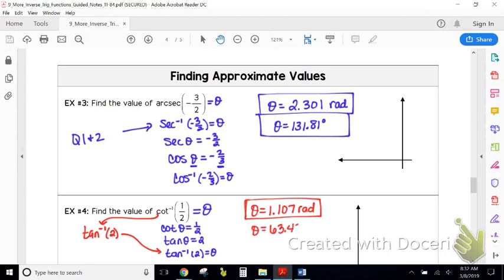Okay. What quadrant is that? Quadrant 1. Is cotangent allowed to be in quadrant 1? Excuse me, is inverse cotangent allowed to be in quadrant 1? Yes. So we're good there.